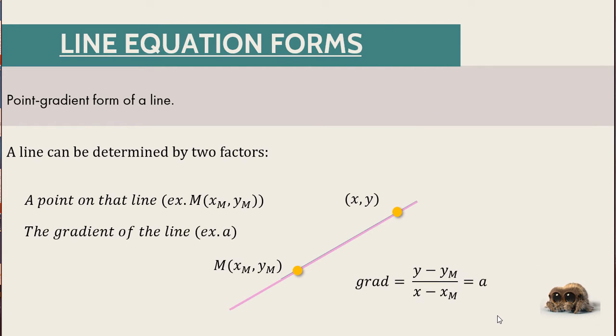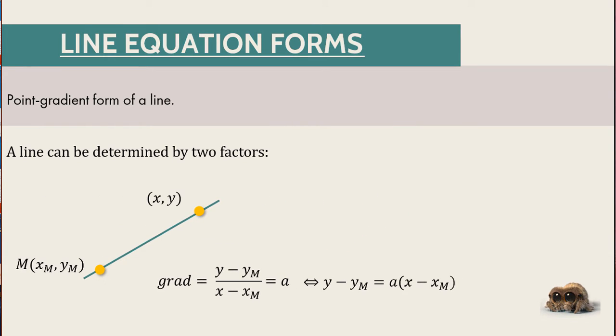So according to the formula for the gradient that we have learned in the previous lesson, we can take the y step divided by the x step. Y step is y minus ym, and x step is x minus xm. And because we are trying to make that gradient equal to the given gradient, we put the expression y minus ym divided by x minus xm equal to a.